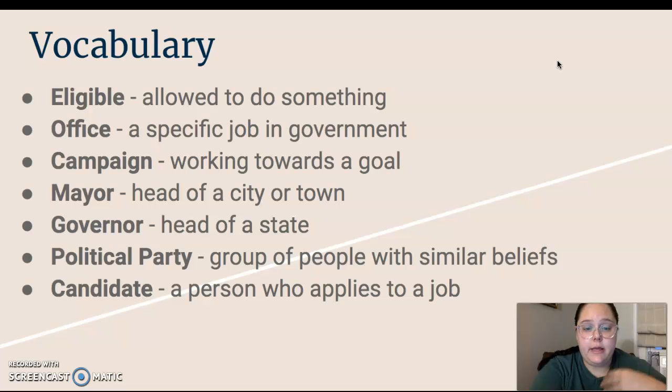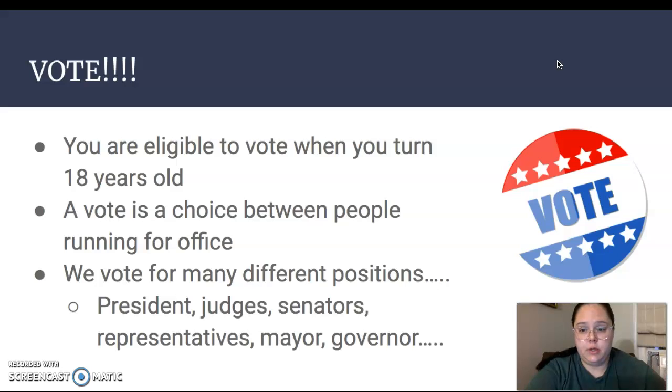Political party is a group of people that have similar political beliefs. And a candidate is a person who applies for a job. So we're going to be talking about candidates that try and be president, governor, mayor, but candidate could refer to any job. So when you turn 18, you are eligible, so you are allowed to vote. A vote is a choice between people running for office.